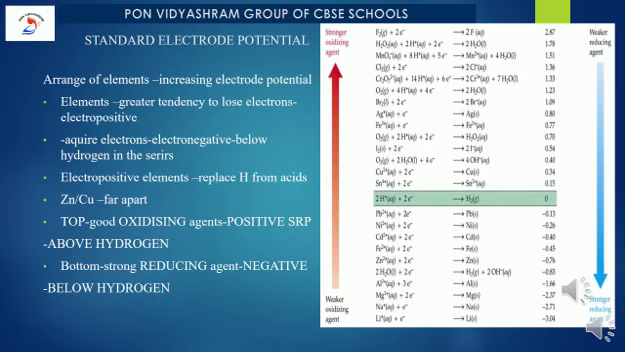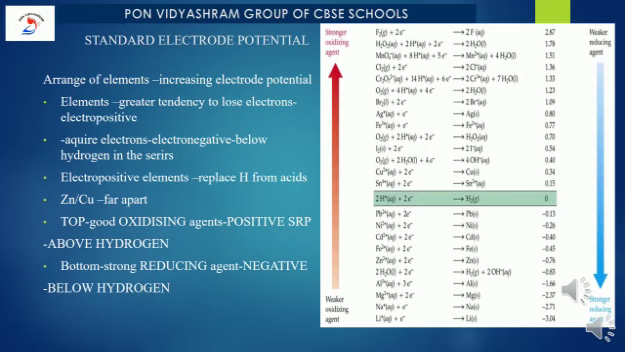Stronger reducing agents. Which one is a stronger reducing agent here? Lithium, sodium, magnesium, aluminum, water. Water will be acting as both oxidizing as well as reducing agent. And iron, cadmium, nickel are all placed below hydrogen. You could see the values. It starts from minus 3.04 from the bottom and ends up around minus 0.13.